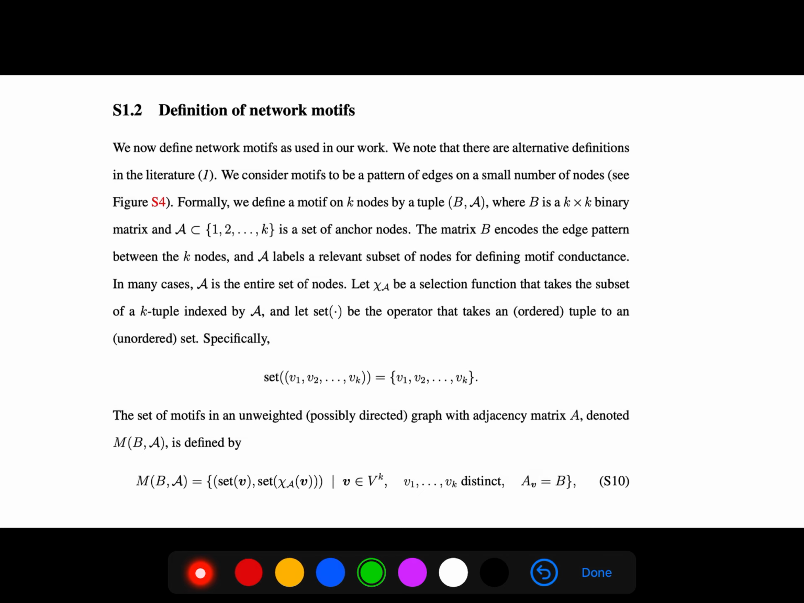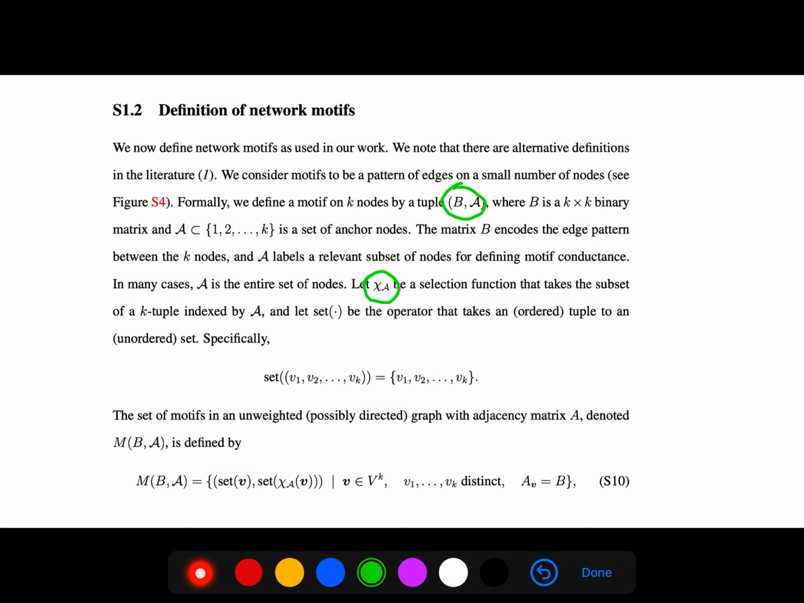So we define a motif on k nodes by a tuple (B, A). B is a k by k binary matrix, and A is a set of anchor nodes. The matrix B encodes the edge pattern between the k nodes, and A labels a relevant subset of nodes for defining motif conductance. In many cases, A is the entire set of nodes. And this one is the selection function that takes the subset of the k-tuple indexed by A, and set is the operator that takes an ordered tuple into an unordered set.